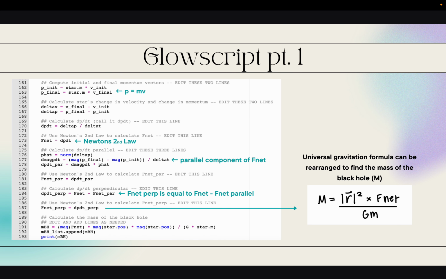Here's more of our GlowScript code from part 1. We have the momentum principle at the top, Newton's second law, the parallel component of the net force, and the perpendicular component of the net force all laid out in this code. We also rearranged the universal gravitational formula to find the mass of the black hole, which is big M.